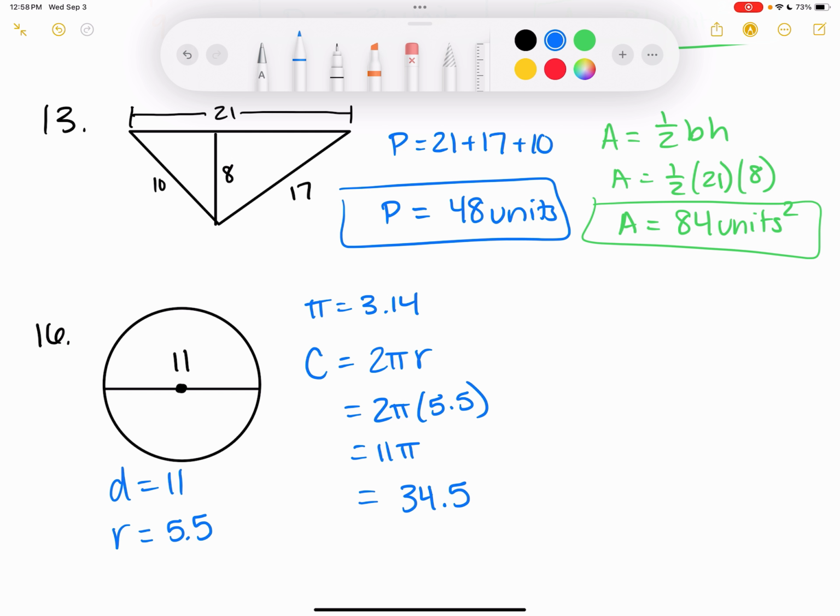As long as that's all you're off by, I'm not going to take points off, okay? If I use 3.14 and you use the pi button, or vice versa, it's not going to matter. So this is my circumference, 34.5 units.